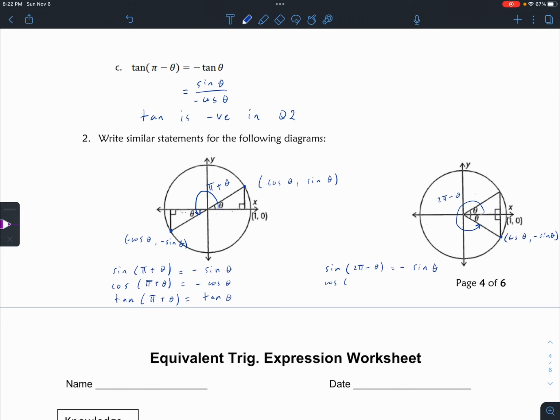And then our cosine statement would be cosine of 2 pi minus theta is equal to positive cosine theta. And then the tangent statement: tangent of 2 pi minus theta would equal negative, because tangent is negative in the fourth quadrant, negative tangent theta.